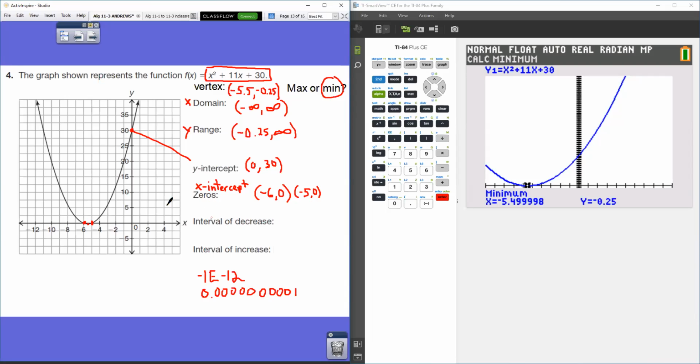The interval of increase and decrease. It is decreasing, going down, down, down, all the way to there. So it is going negative infinity all the way to our x value of -5.5. And for the increase, it's starting off at the -5.5. Remember, increase and decrease always have round parentheses. And it keeps on going up, up, up, so that it goes to infinity. Questions on this one?